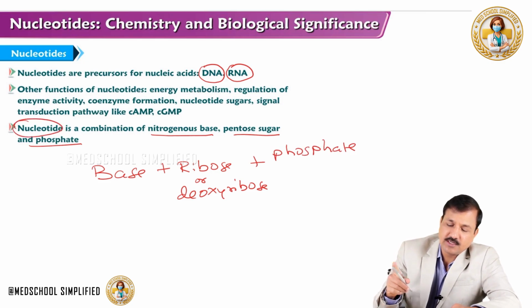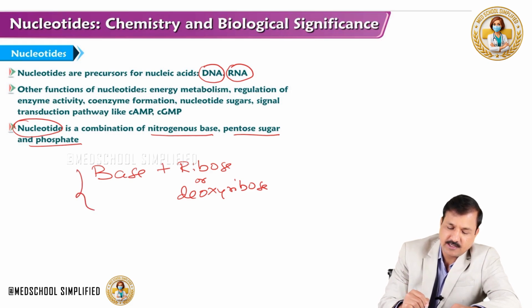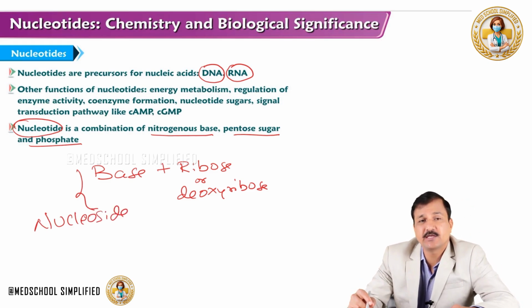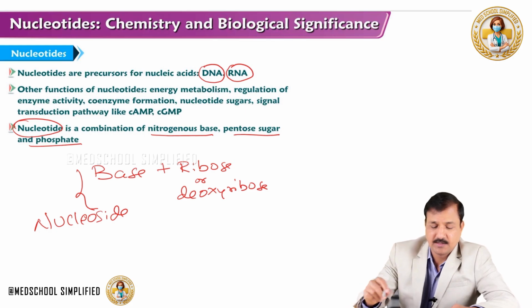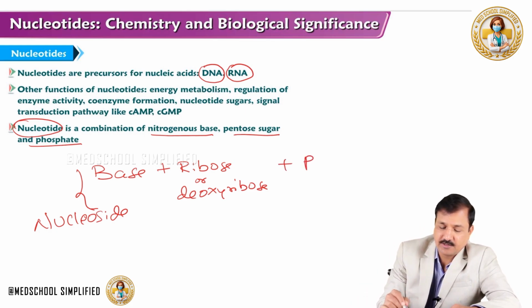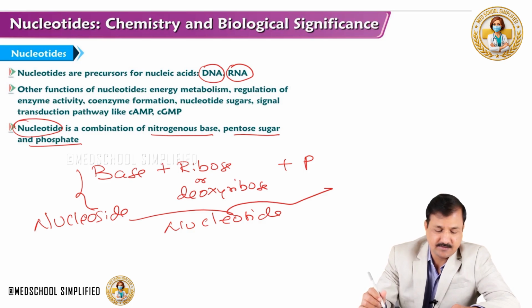If phosphate is not present, we call that particular molecule a nucleoside. A nucleoside is nothing but a base plus a pentose sugar. If you add phosphate along with it, the nucleoside will become a nucleotide. That's the difference between a nucleoside and a nucleotide molecule.